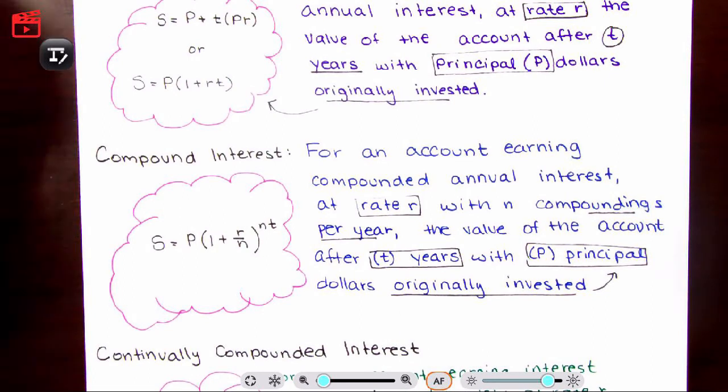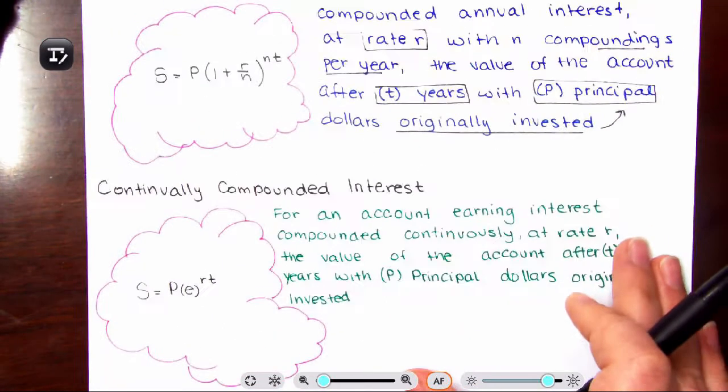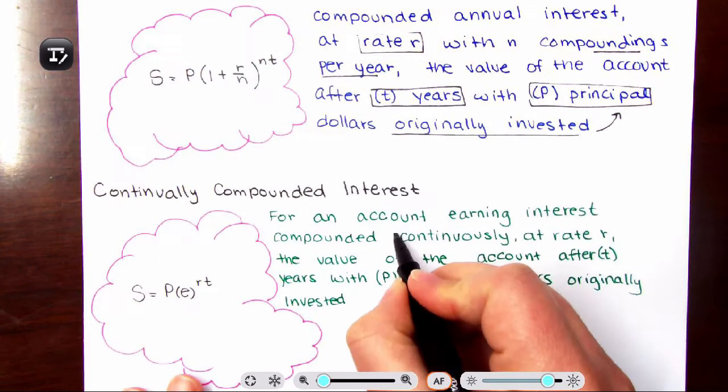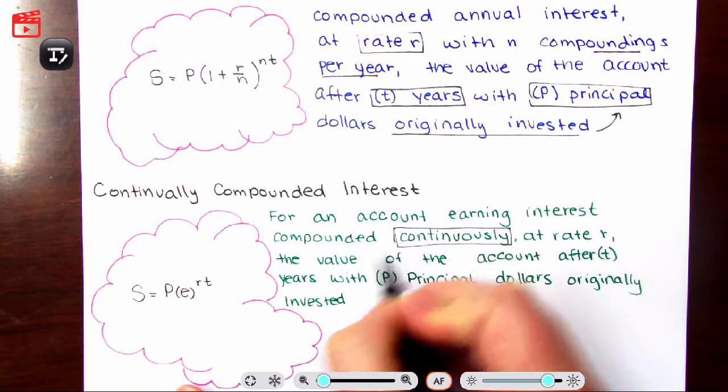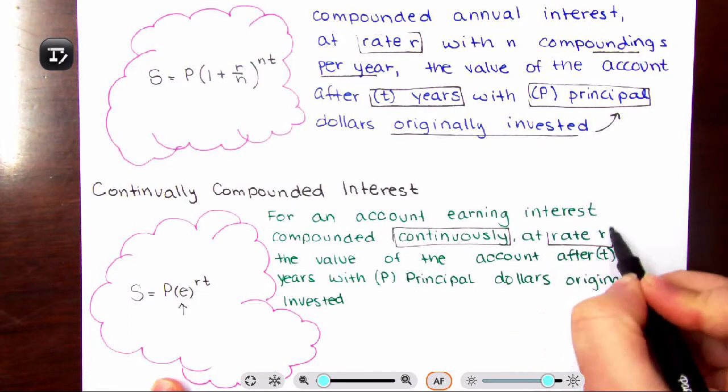So that's compound interest. Now, continuously compounded interest. Now, this is the one you want when you are investing money, right? Because it's going to be the biggest payoff, maybe. For an account earning interest compounded continuously. Whenever you see the word continuously, think e. That is the only formula we have with the letter e in it. So if on a word problem you see compounded continuously, we're doing a happy dance because you know exactly which formula to use. The rate is still R.